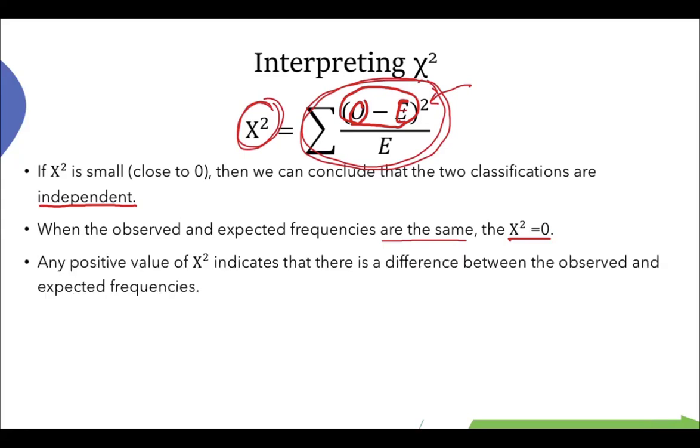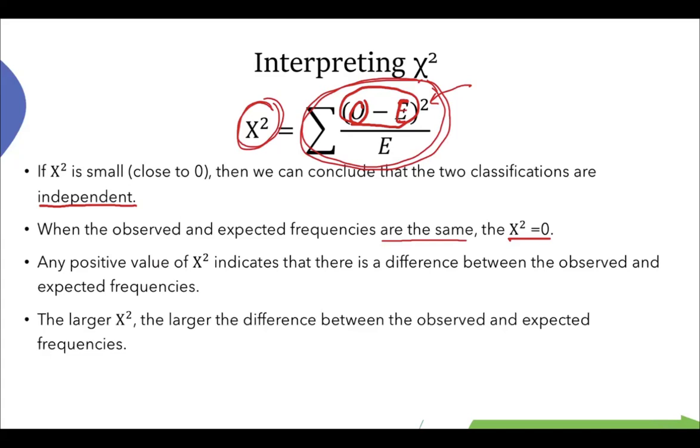So any positive value of chi-square indicates that there is some difference between the observed and expected frequencies, and the larger the chi-square value gets, the larger the difference between observed and expected frequencies.